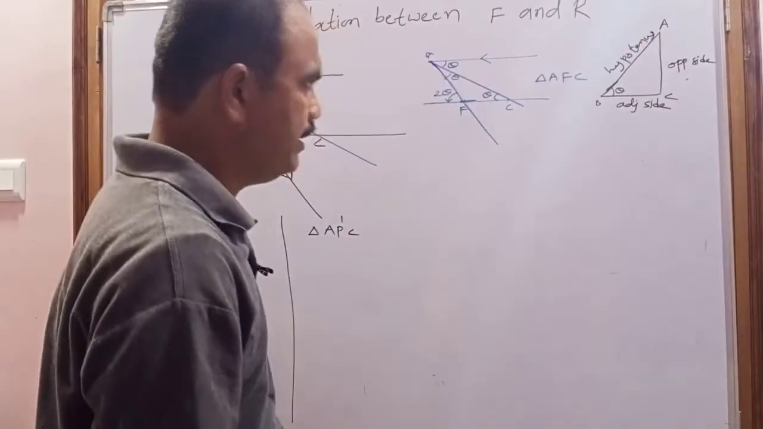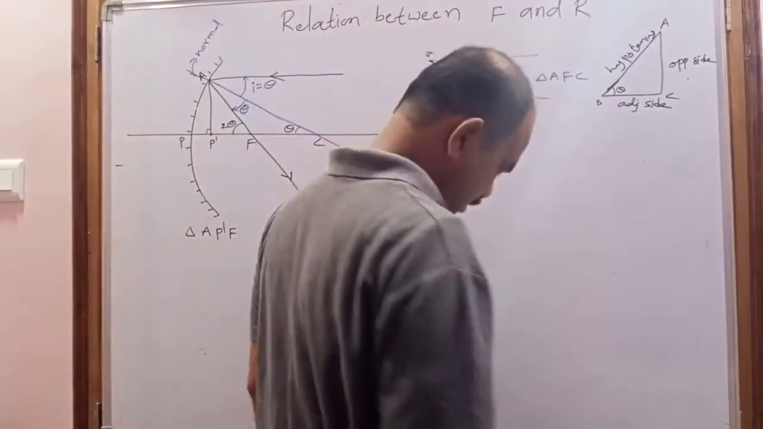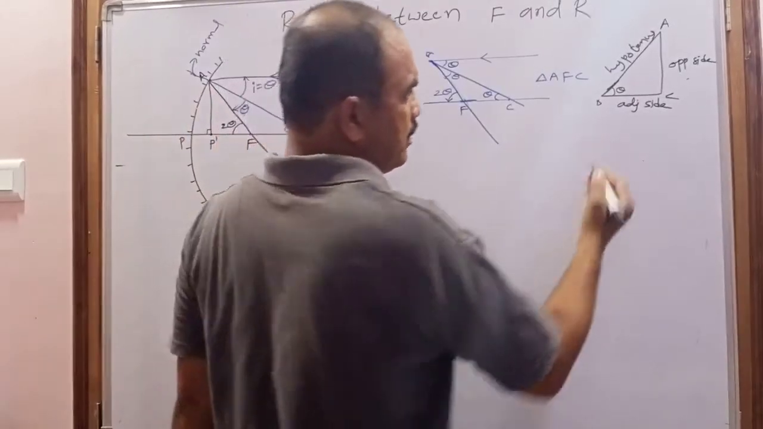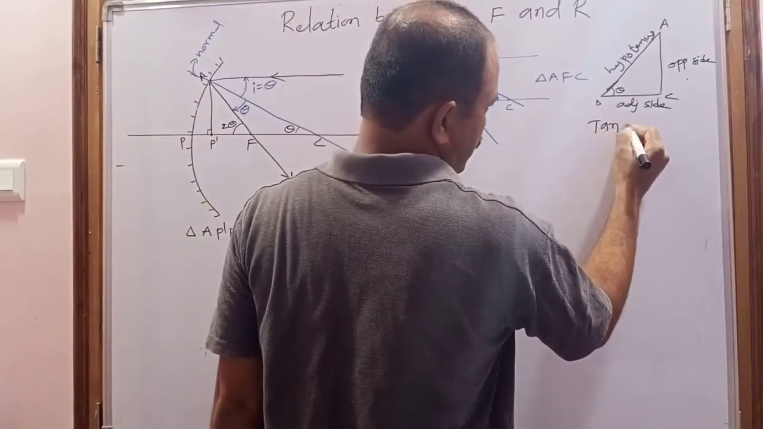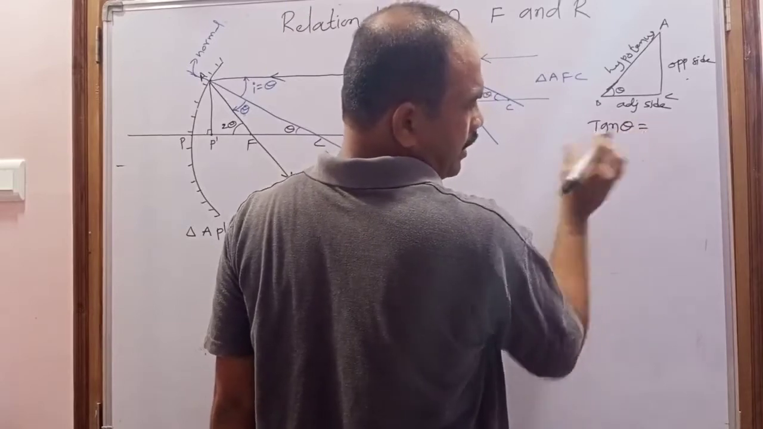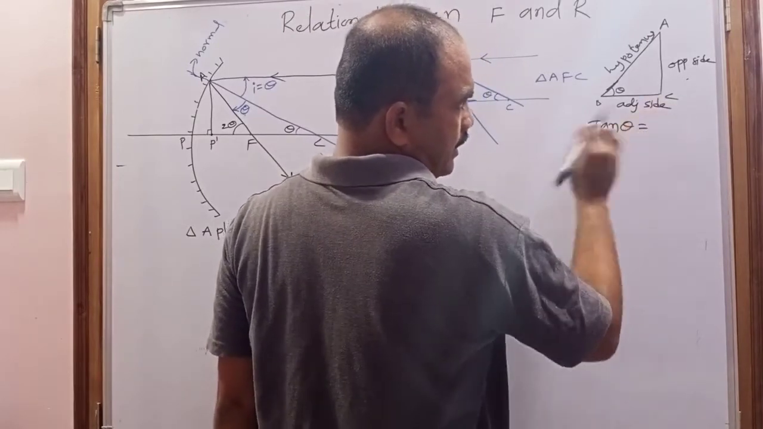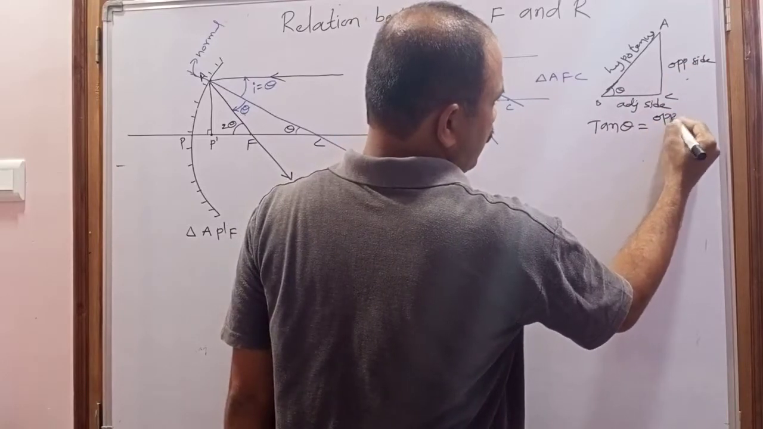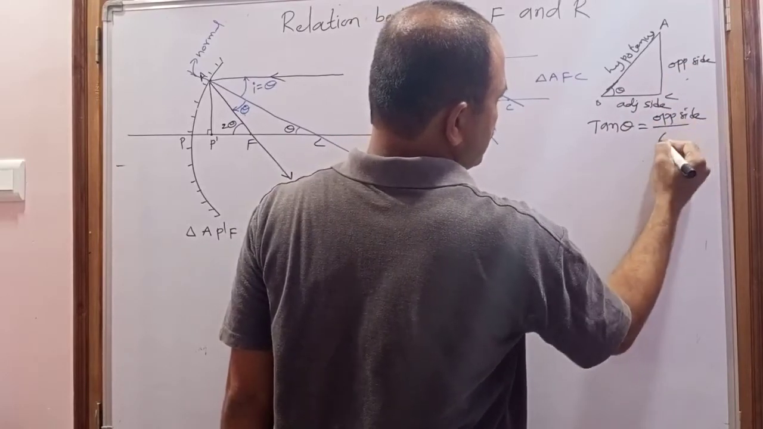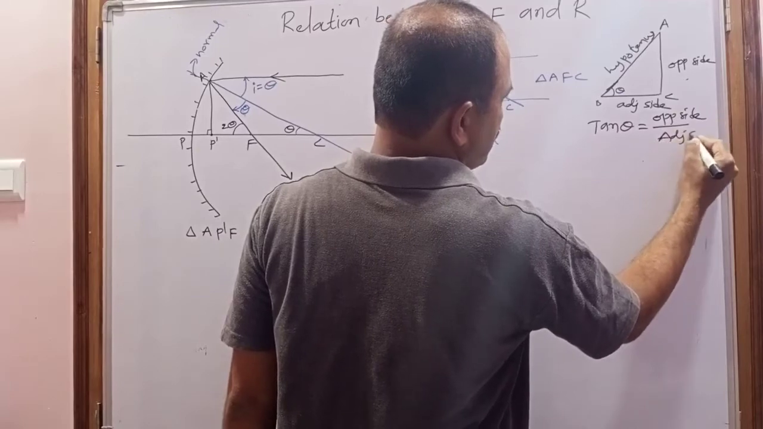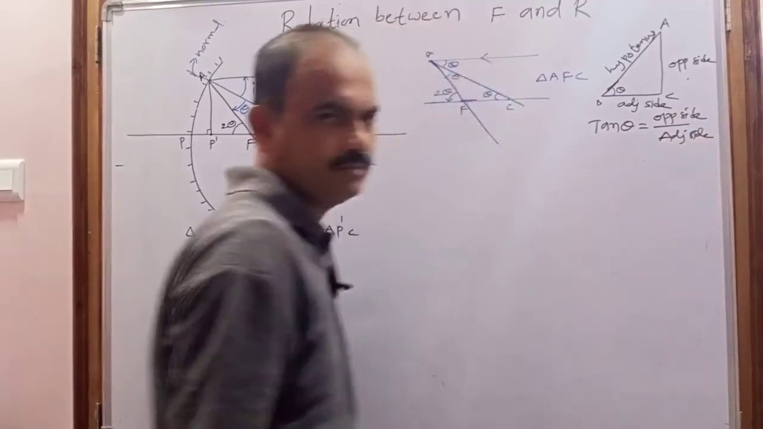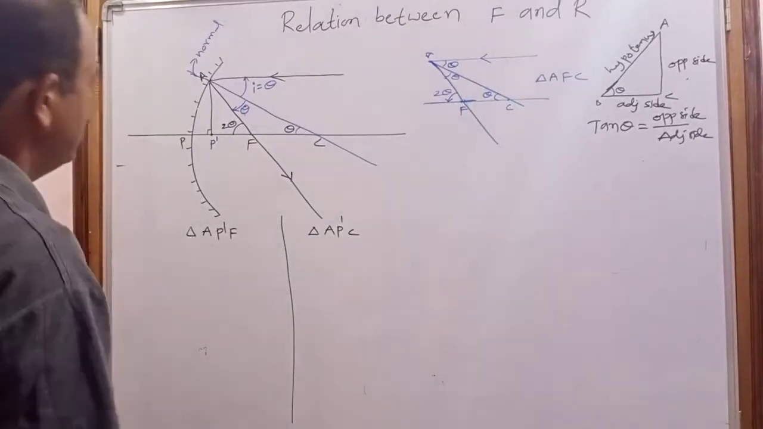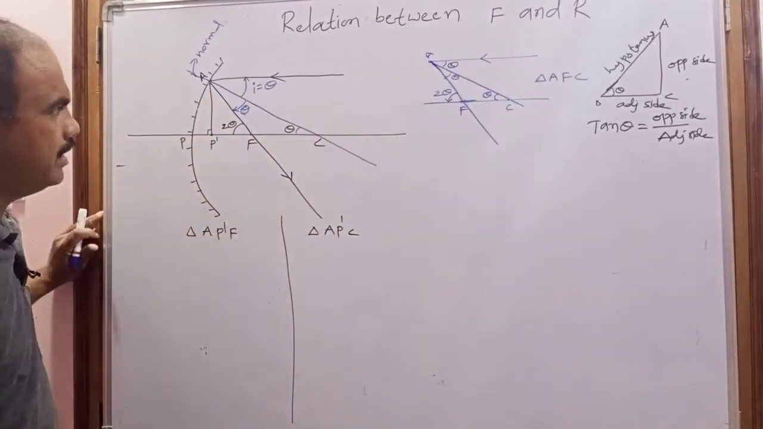But in trigonometry, we generally use some formulas: sin theta, cos theta, tan theta. I am using tan theta here. Tan theta is nothing but the ratio of opposite side to adjacent side. So that will give the tan theta value.